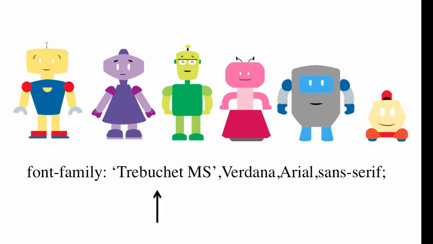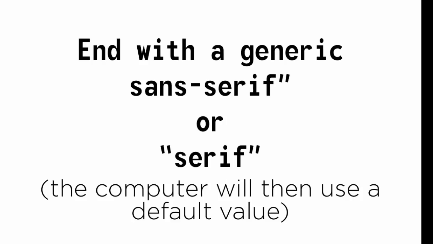If they can't see Trebuchet MS, then maybe they'll have Verdana. If they don't have Verdana, maybe they'll have Arial. And if they don't have that, generic sans serif. We always want to end with some sort of generic item, a sans serif or a serif. The computer will then use some default value for these.